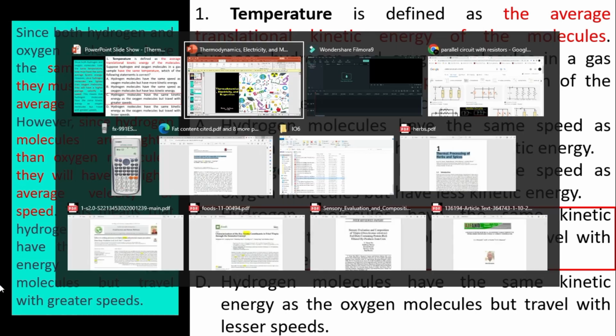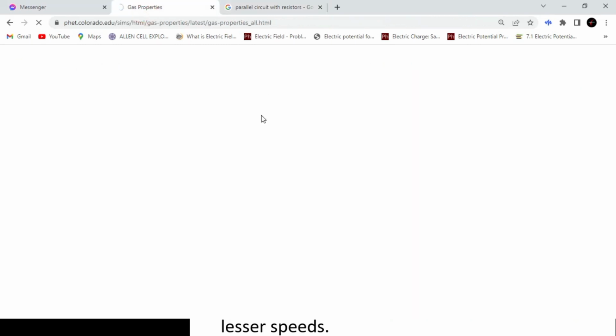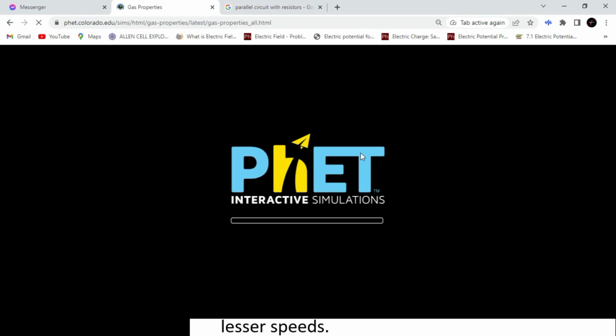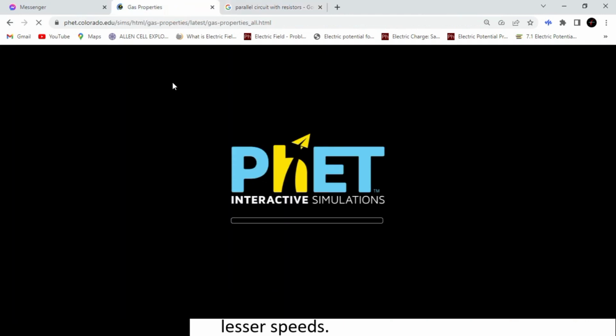But I have here a simulation. Let me get it first, ayan, here. Okay, nag-loading pa. I thought it's already loaded kanina. Okay, let's just wait.